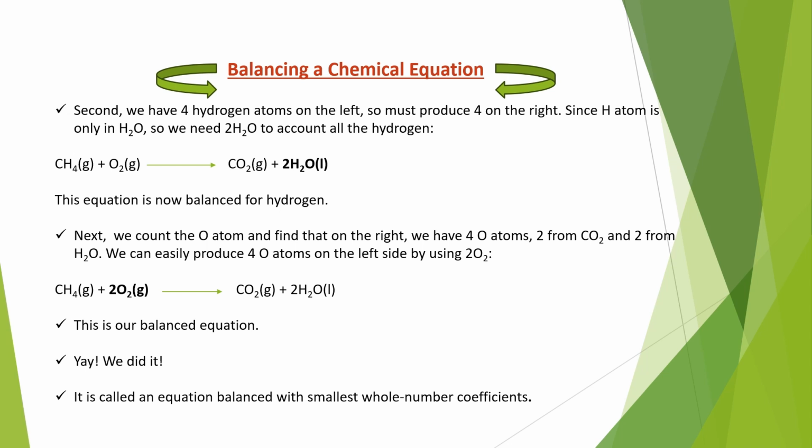Next, we count the oxygen atoms and find that on the right we have 4 oxygen atoms, 2 from carbon dioxide and 2 from H2O. We can easily produce 4 oxygen atoms on the left side by using 2 O2. So our next equation would be CH4 gas plus 2 O2 gas, arrow, carbon dioxide gas plus 2 H2O liquid. This is our balanced equation. Yeah, we did it. It's called an equation balanced with smallest whole number coefficients.